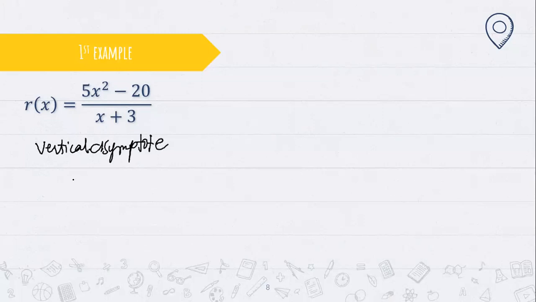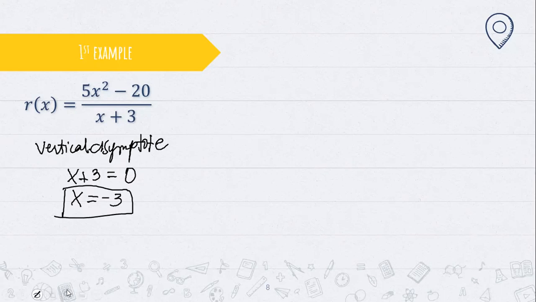So, ano ba yung denominator natin? X plus 3 equals 0. Kasi equate lang denominator daw to 0. So, x plus 3 equals 0. And then simplify. So, x is equal to negative 3. Ayan siya. Okay? Next naman is horizontal asymptote.